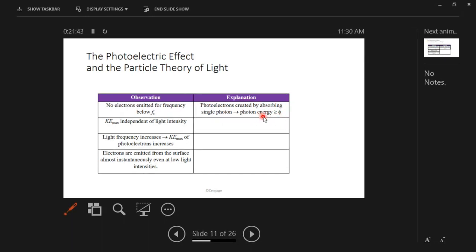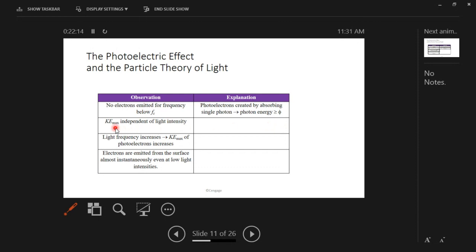Now, from here, if hf is greater than phi, then you divide both sides by h. So you have a formula that says f has to be greater than phi divided by h. And phi divided by h is going to be the cutoff frequency. If the frequency is less than that, the energy of the photon is just not enough for any electron in the system to escape the surface.